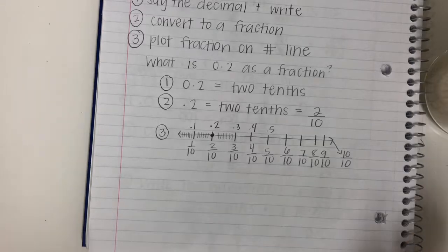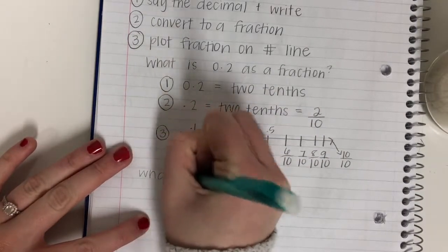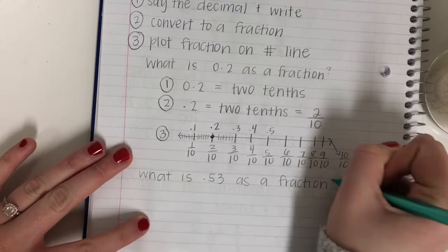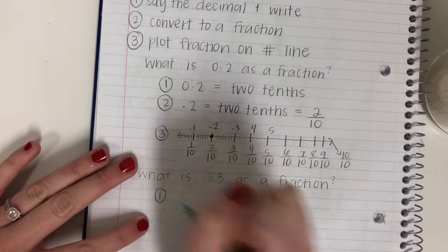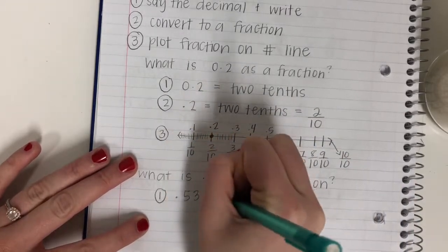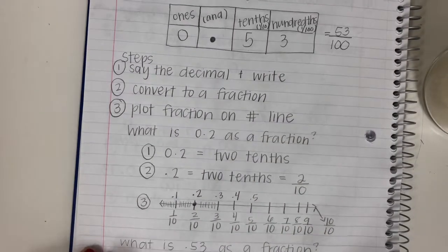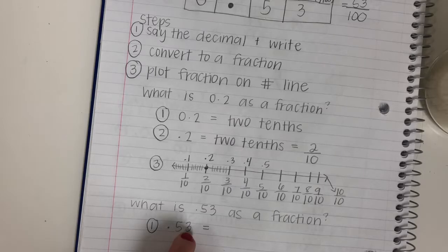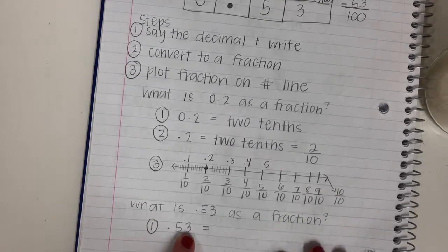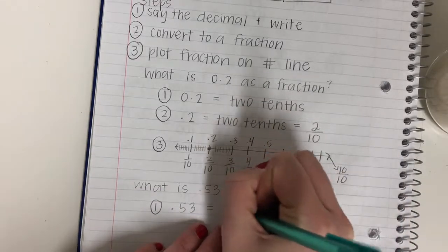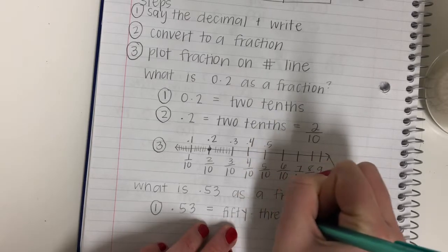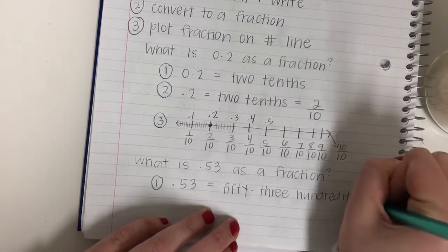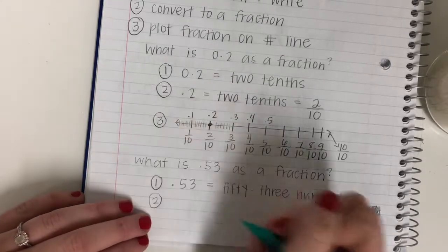Okay, let's do another one. Let's do, what is 0.53 as a fraction? Okay, step 1, say and write it. So we would look back at our chart. Oh, and we already did this one up here. So when we place it on our chart, we have 53, and then whatever place value we stop on is the word that we say. So this is 53 hundredths. So I'm going to write 53 hundredths. Okay. Step 2 is to convert it to a fraction.